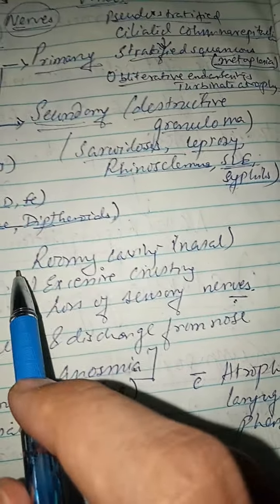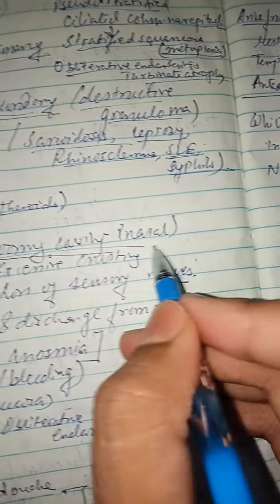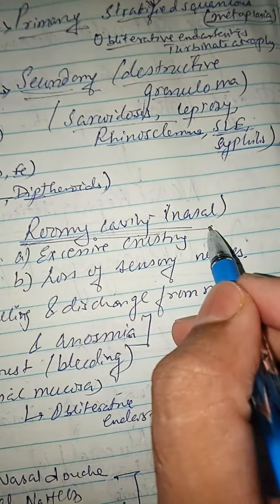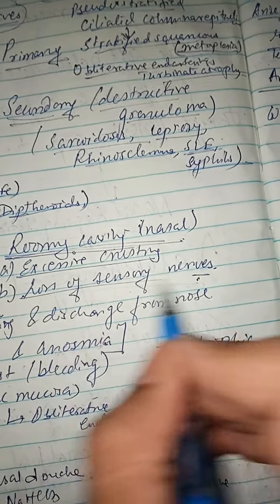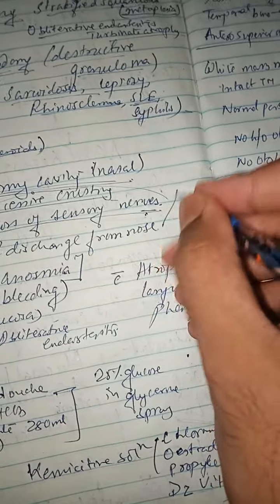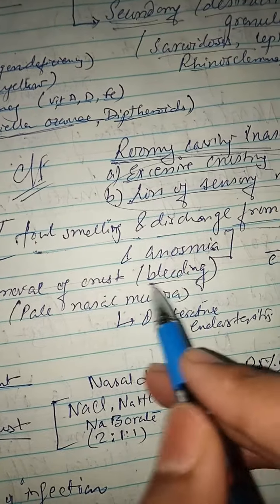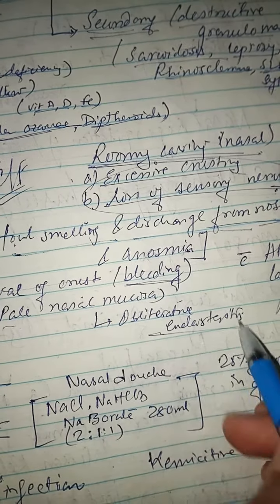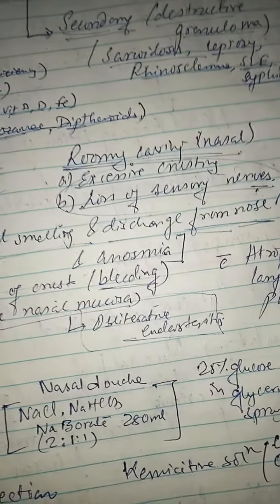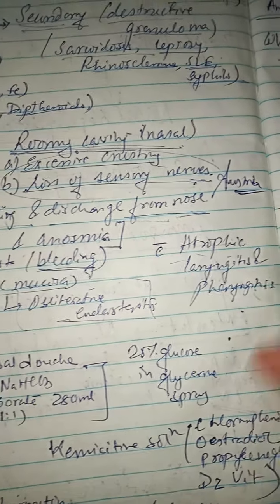Now on clinical features, we can find that there is a roomy cavity inside the nose. The nasal cavity becomes roomy, so there is excessive crust formation and loss of sensory nerve. Due to this loss of sensory nerve, there is anosmia. So there is anosmia, the patient cannot smell anything. Foul smelling discharge is found from the nose due to this crust formation. Removal of this crust leads to bleeding. Due to obliterative endarteritis, there is a pale nasal mucosa. There may be association with atrophic laryngitis or atrophic pharyngitis.